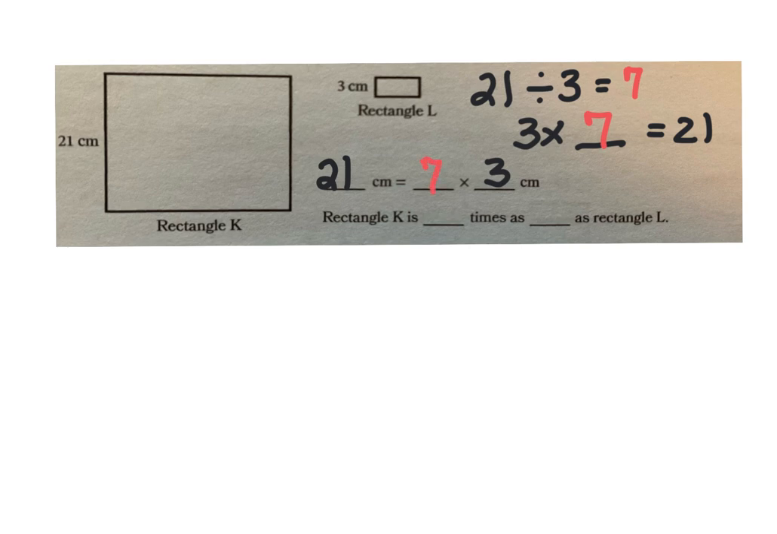So rectangle K is 7 times as wide as rectangle L.